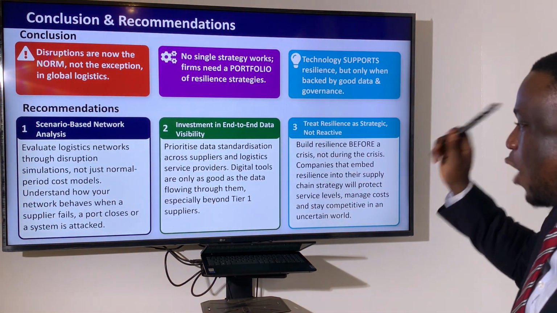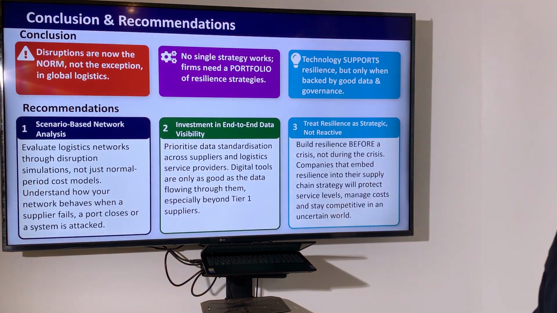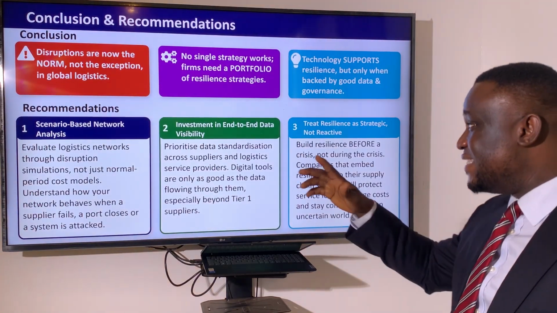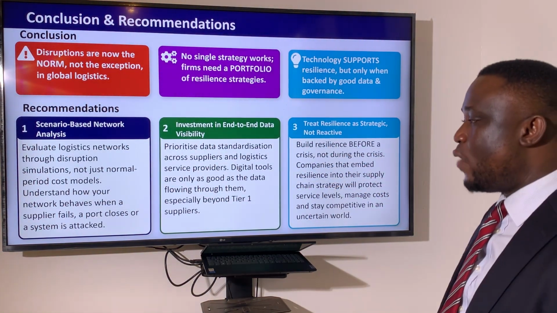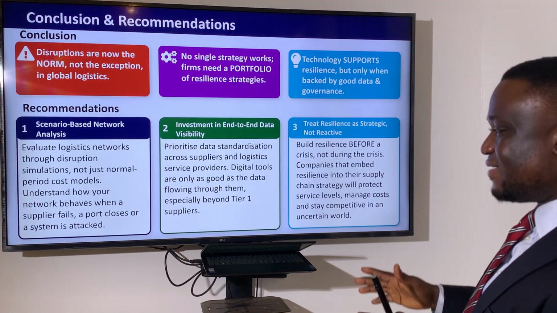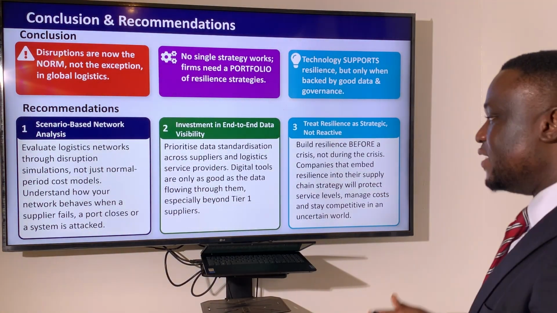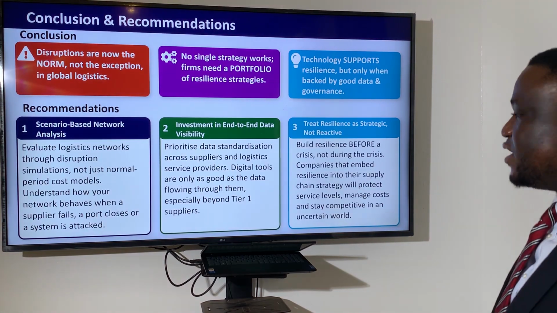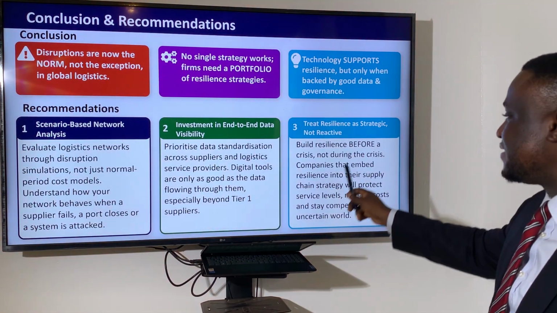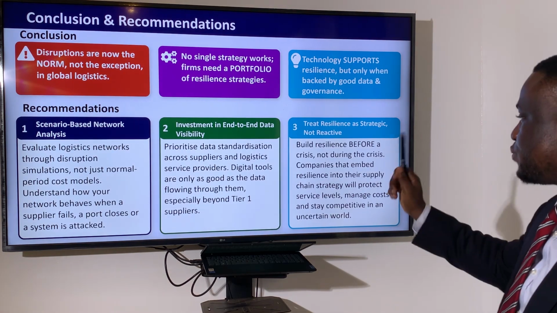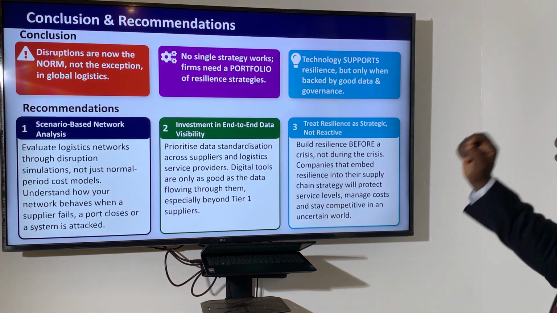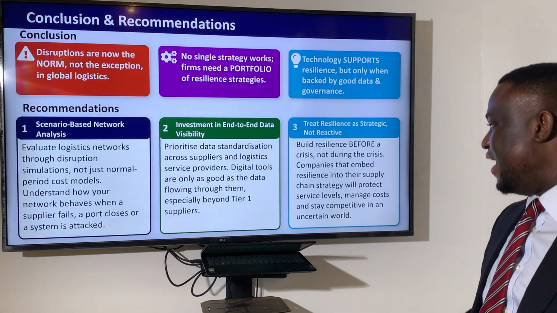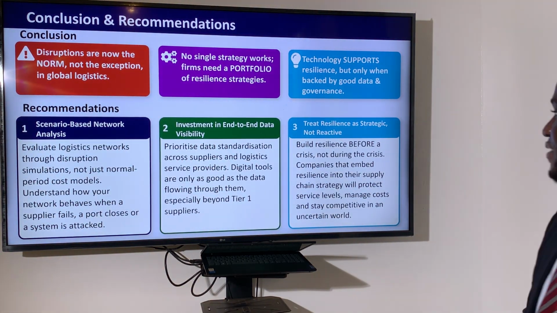We must understand how the network behaves when a supplier fails, a port closes, or a system is attacked. So I recommend a scenario-based network analysis where we analyze everything and understand what happens when a port is closed or a system is attacked. We also must invest in end-to-end data visibility. We must prioritize data standardization across suppliers and logistics service providers. Digital tools are only as good as the data flowing through them, especially beyond tier 1 suppliers.